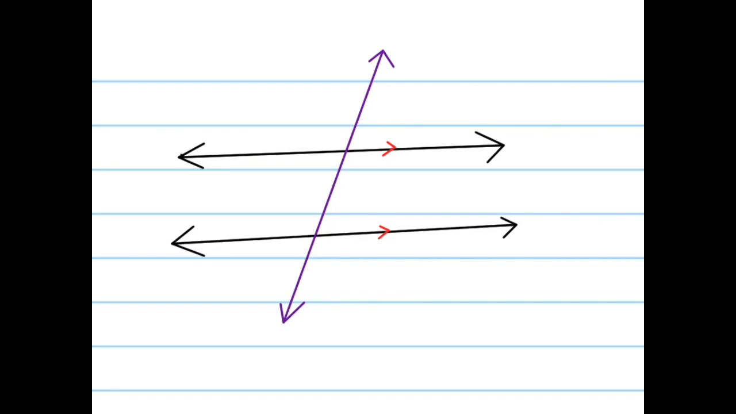Now, the corresponding angles postulate says that if you have two parallel lines cut by a transversal, then the corresponding angles are congruent. Angle 1 would be congruent to angle 2. Now remember, since it's a postulate, we're not going to be proving it. But we are going to use it to prove some other angle pair relationships. And we're going to use what we know about corresponding angles to find measures of angles that we don't know.